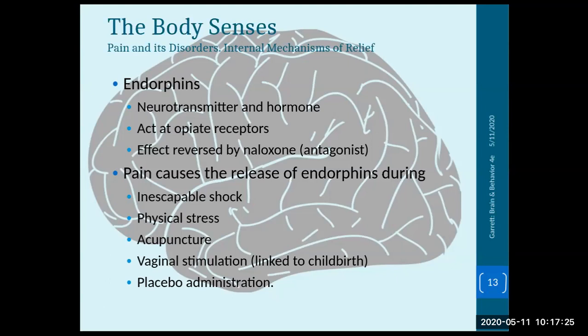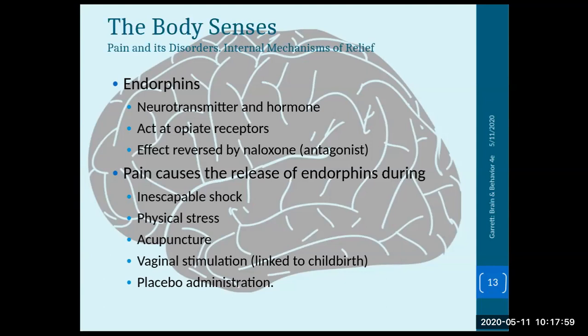Endorphins are considered a neurotransmitter in the central nervous system and a hormone because they go throughout the body as well. And they act at opiate receptors to block the pain. And when we take drugs like opiates, what opiates are doing is it's a natural agonist. So they're opening opiate receptors, or what they're doing is they're increasing endorphin production in your body. And so more endorphins will flow, as well as blocking pain receptors.